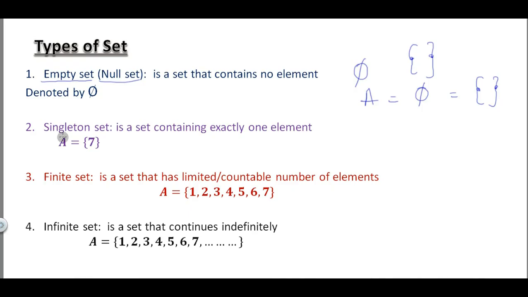Then let's look at what a singleton set is. A singleton set is a set containing exactly one element. So when it says set A is equal to {7}, this is an example of a singleton set because it contains one element, which is 7. If it says set B is equal to a set that contains the element C, this is a singleton set because it contains one element, C. So again, a singleton set is a set containing exactly one element.